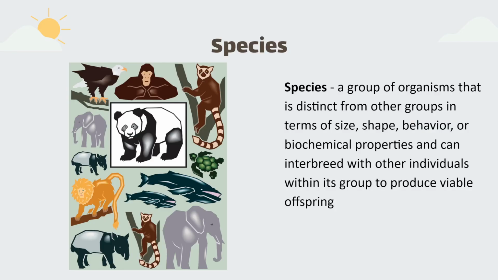Before moving on, let's define a species. A species is a group of organisms that is distinct from other groups in terms of size, shape, and behavior, or even biochemical properties. Critically, they can interbreed with other individuals within the same group to produce viable offspring.